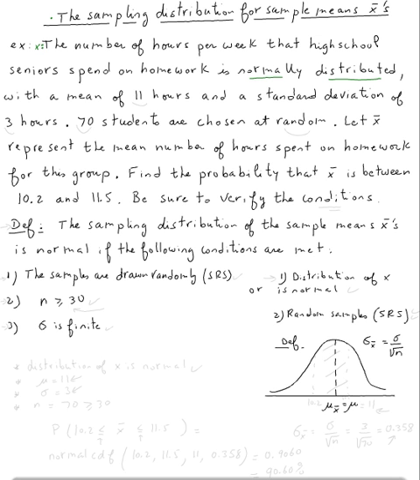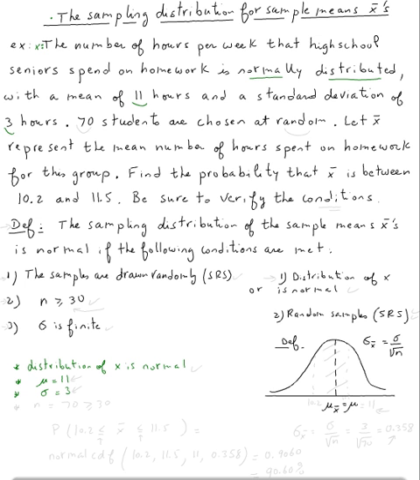With a mean of 11, so far we know that the distribution of X is normal. That's given. Not only that, we know that the mean is 11, the mean of the population, right? And then the standard deviation of the population is given to be 3.